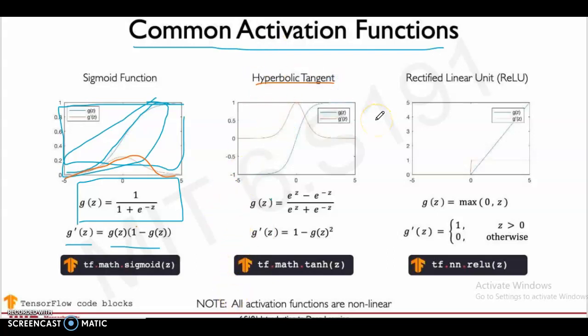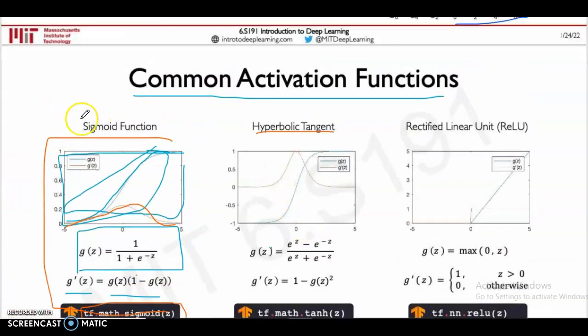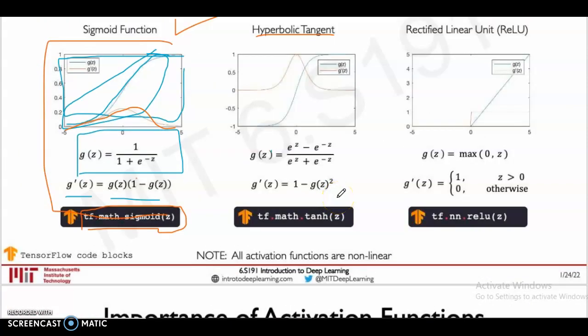Then hyperbolic tangent. Sorry, TF dot math dot sigmoid of z for the sigmoid function. All these activation functions are non-linear. Sorry, non-linear. This is the TensorFlow code.